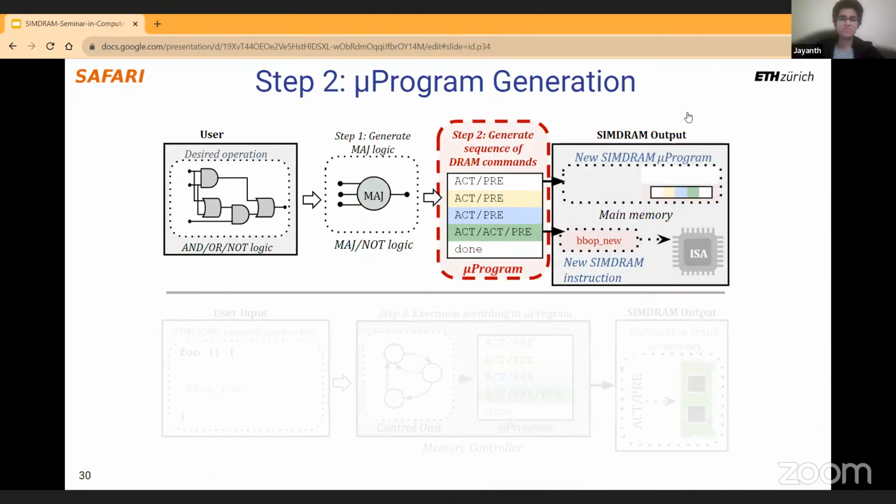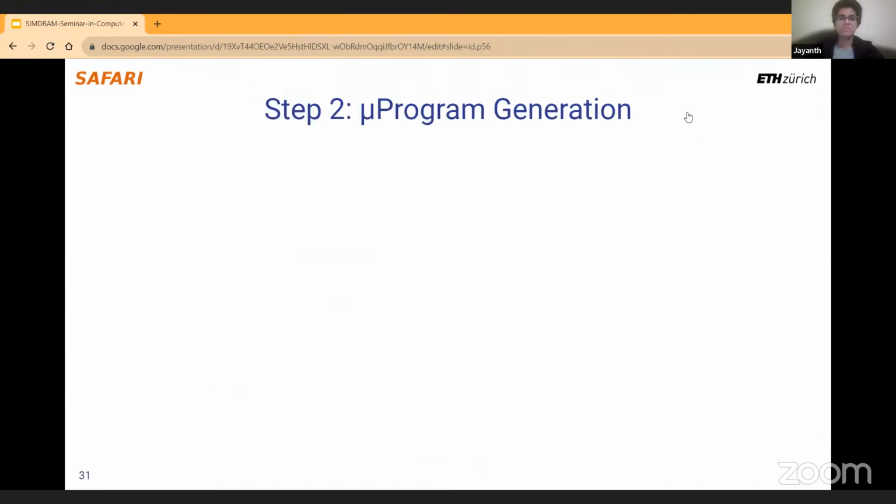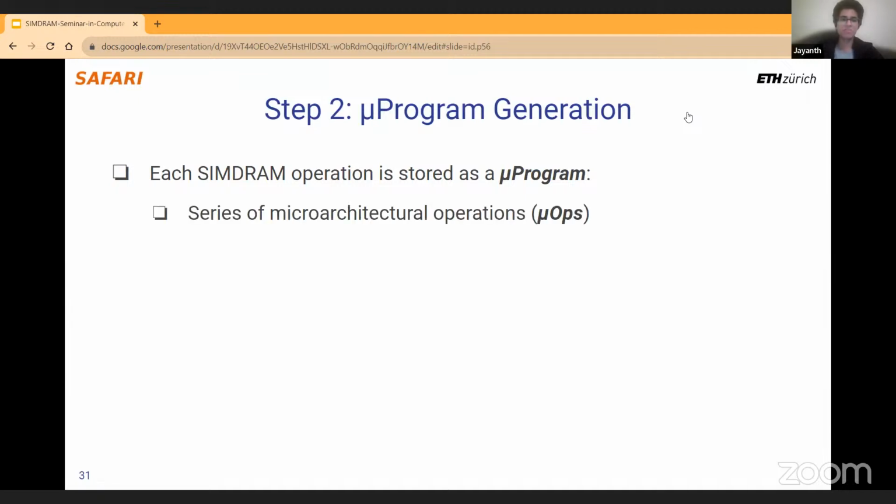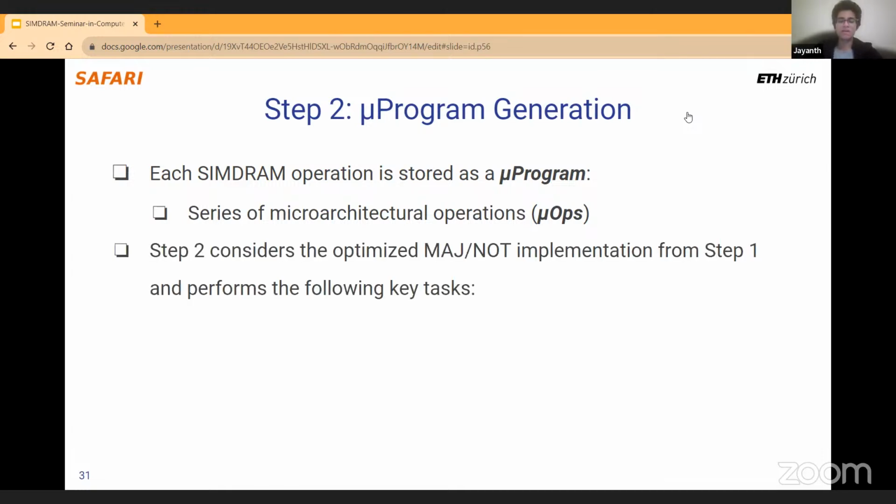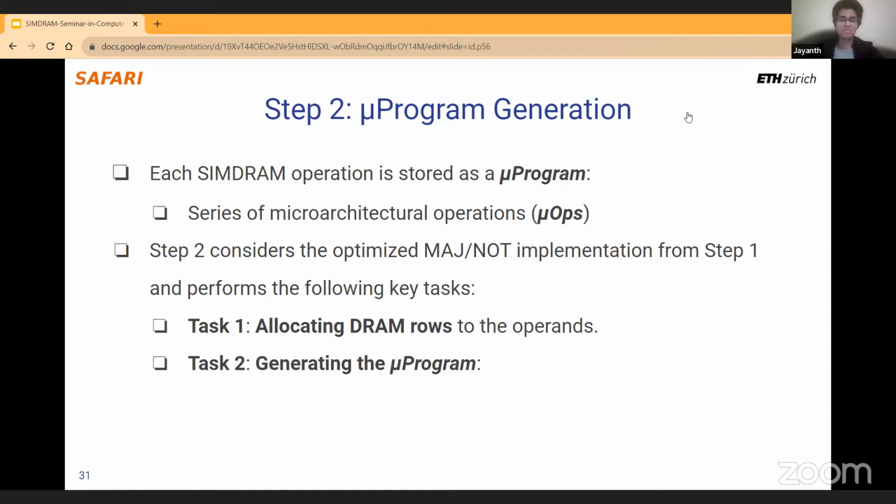Then we move to step two, which generates the sequence of DRAM commands that are needed to perform our operation. We call this sequence of DRAM commands a microprogram, and each SIMDRAM operation is stored as a microprogram. From the optimized MAJ/NOT implementation that we obtain from step one of the framework, we generate the microprogram with the following steps. Our first task is allocating DRAM rows to the operands. And the second task is to generate the final microprogram, making sure that we maintain the correct flow of computation.